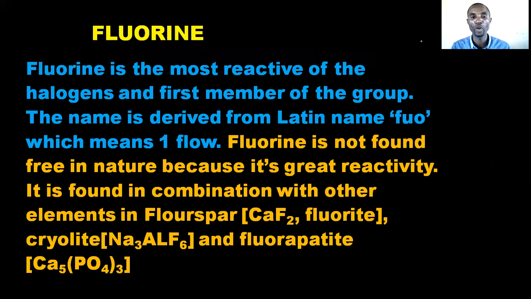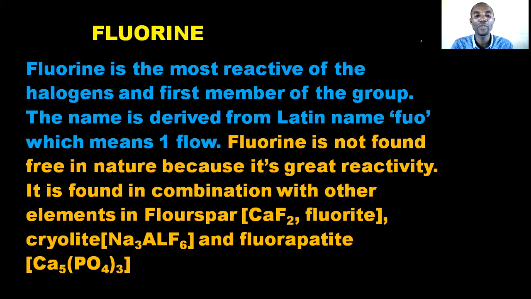We are going to take fluorine first of all and talk a little on that before we move to the compounds of halogen. Fluorine is the most reactive of halogens and the first member of the group. It's the first member of the halogen family, and the name is derived from a Latin name, flo, which means flow.